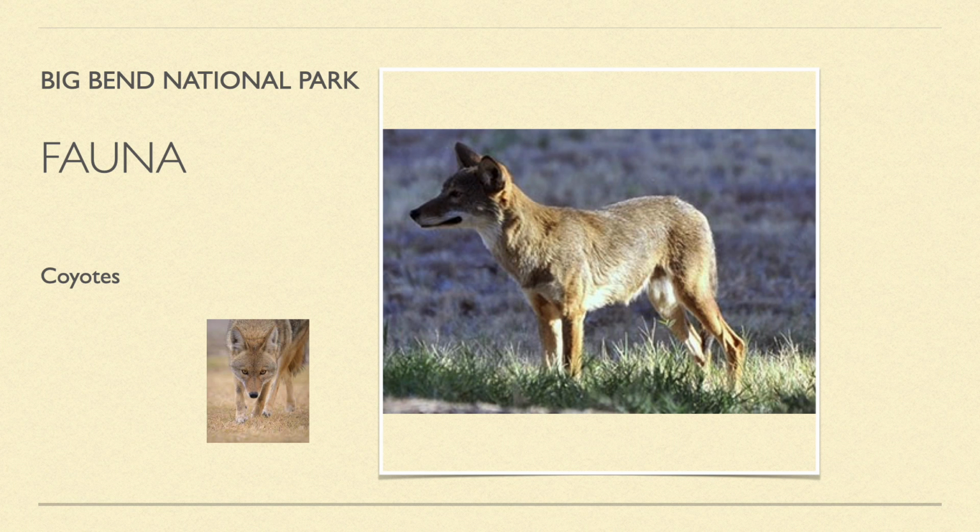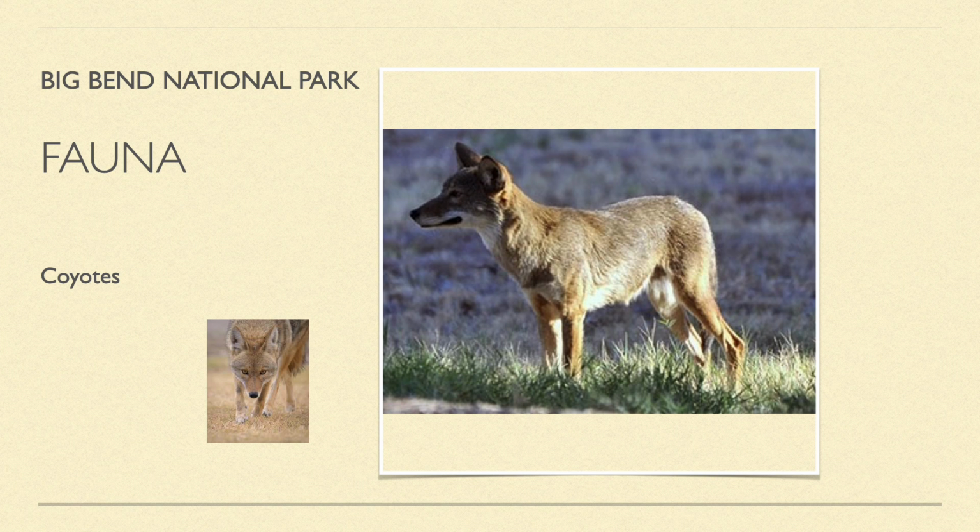So this is our first fauna in Big Bend National Park. This looks like a dog, but it is not. This is a coyote. Coyotes can be found in grasslands, deserts, forests, woodlands, swamps, and so they're very adaptive. They are carnivores, so we've talked about carnivores, omnivores, and herbivores. Carnivores will eat meat, okay?